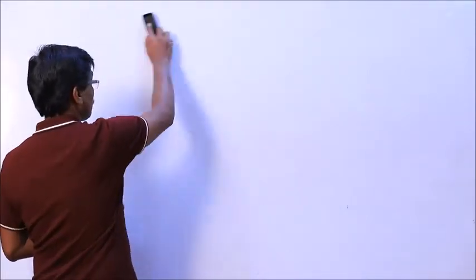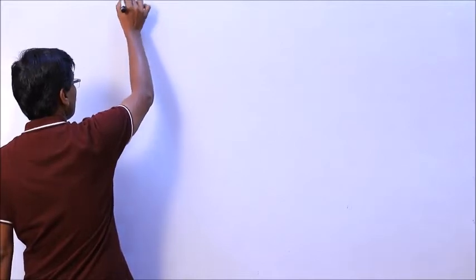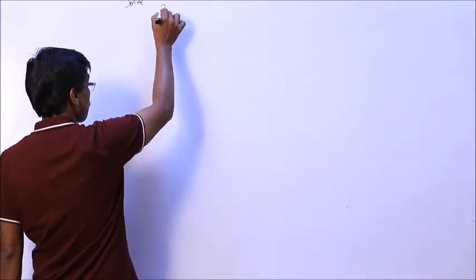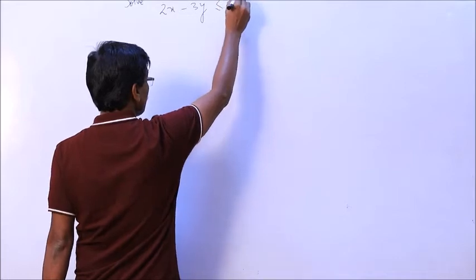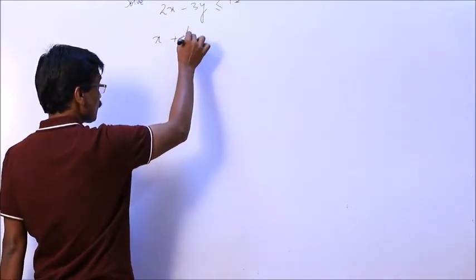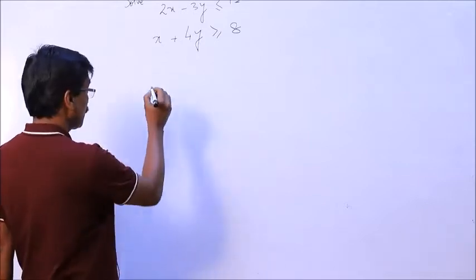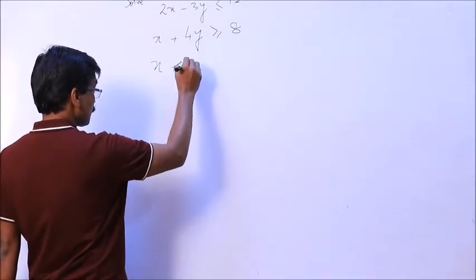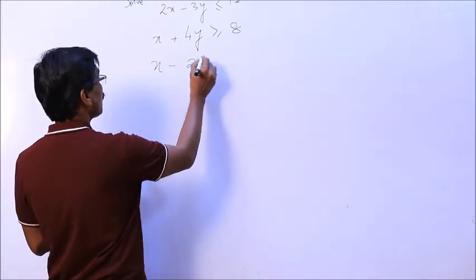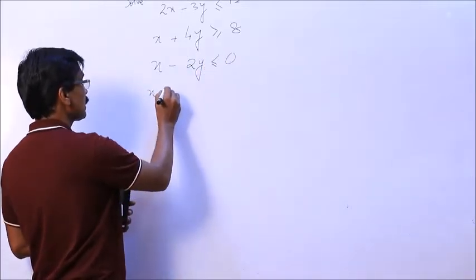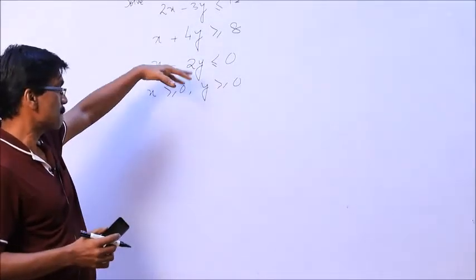So, we can take one more example. Say solve 2x minus 3y less than or equal to 12, x plus 4y greater than or equal to 8, x minus 2y less than or equal to 0, x greater than or equal to 0 and y greater than or equal to 0. Suppose we have 5 inequalities.